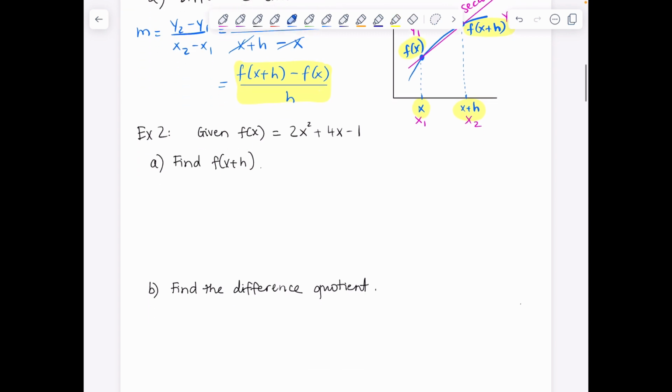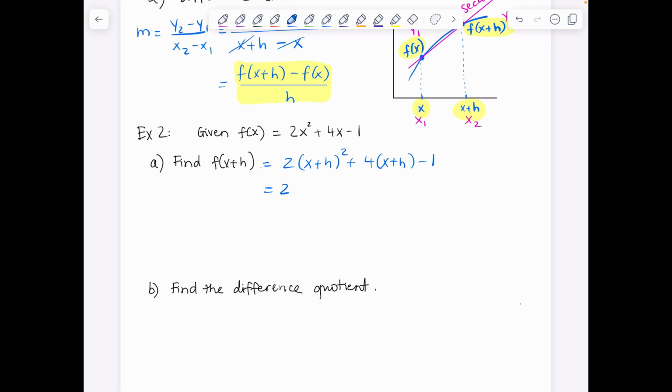Let's look at this example. We are given f of x is 2x squared plus 4x minus 1. First, let's find f of x plus h. This means that we are going to substitute x plus h in for all the x's that you see in the function.